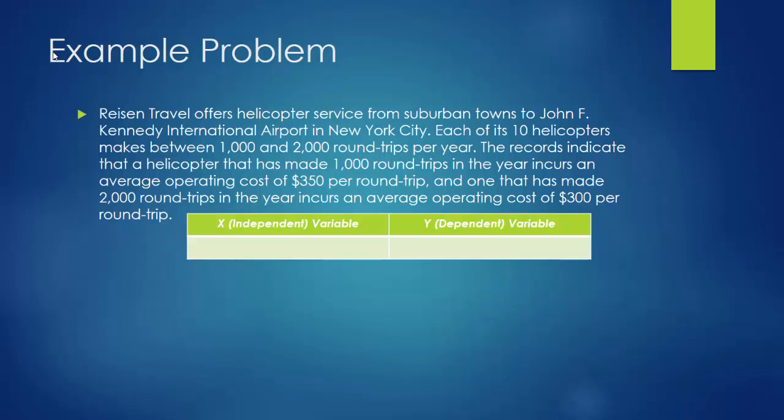First step, we need to figure out what is our x and what is our y. Well, x makes y change. It's the easiest way to figure out what your variables are. We have the number of round trips that happens and the operating cost. Well, what one of those makes the other one change? The more round trips a helicopter makes, the higher its operating cost is going to be. So our x is going to be annual round trips, and y is going to be our annual operating cost.